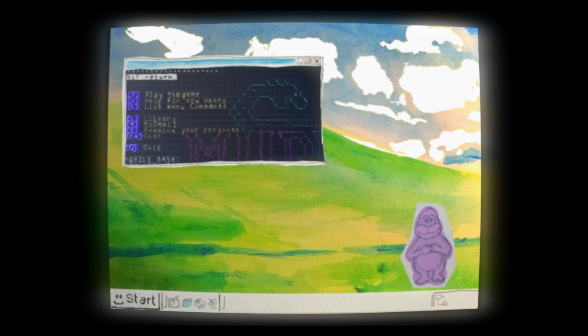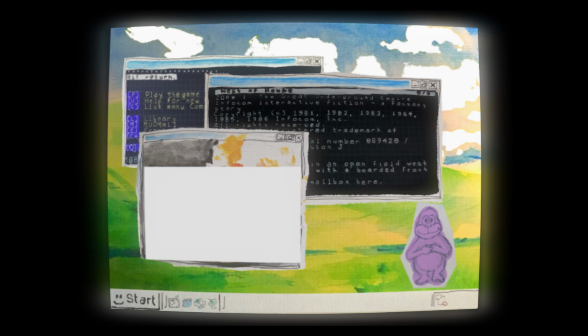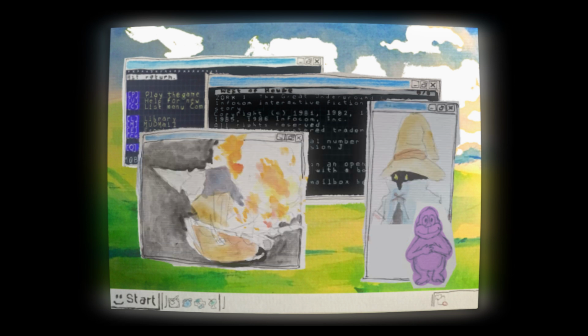MUDs are text-based online games in which a number of players interact in real time. Basically, MUDs are to single-player text adventures like Zork as MMOs are to graphical RPGs. Before we had the term MMORPG, people actually called those kinds of games graphical MUDs.